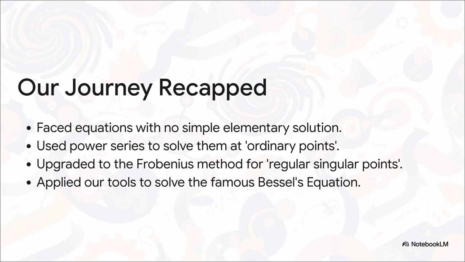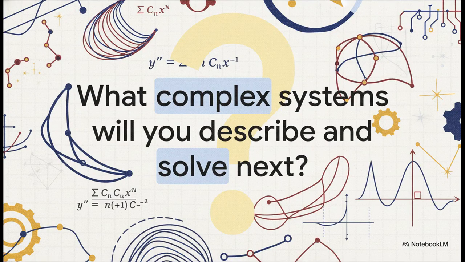Wow. Okay, let's just take a step back and look at the journey we took. We started with a tough problem, equations that wouldn't budge with standard methods. We built a tool for the easy cases, the ordinary points. Then we leveled up to the Frobenius method for the trickier, regular singular points, and we used it to conquer a cornerstone equation of modern science. And that, right there, is the real power of mathematics. It's not just about solving problems. It's a framework for describing the world in incredibly deep ways. So now that you have these tools, the real question is, what complex systems are you going to model and understand next?